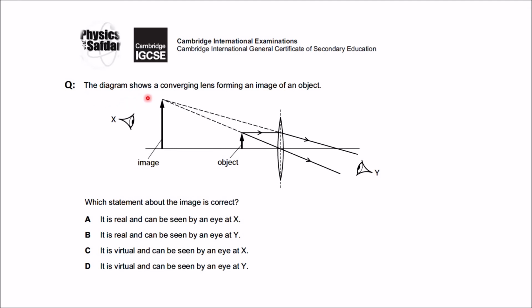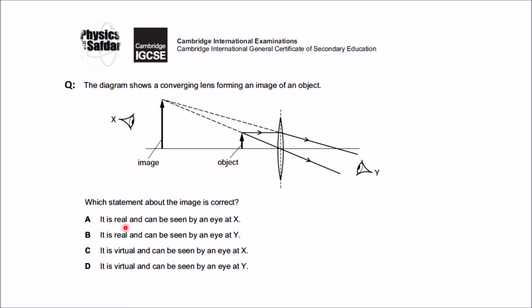Now the question is, the diagram shows a converging lens forming an image of an object. Which statement about the image is correct? And you have four options. This is a converging lens, the object is placed here, and this is the image formed by the lens. This is the first light ray from the object, it hits the lens, refracts, and enters the eye. Second, the light ray from the object through the center of the lens goes in this direction. Look at these dotted lines. The image is formed because of these lines to the left side of the lens. This is the image formed. You know well, the image to the left of the lens and formed by the dotted line has a few characteristics like that: enlarged and virtual in nature.